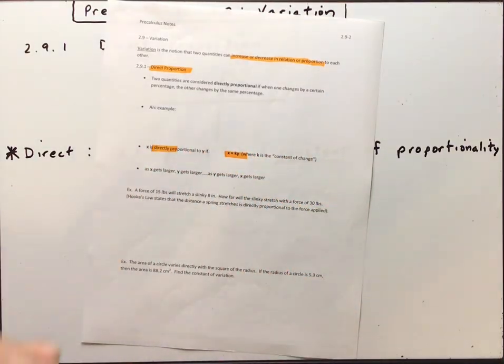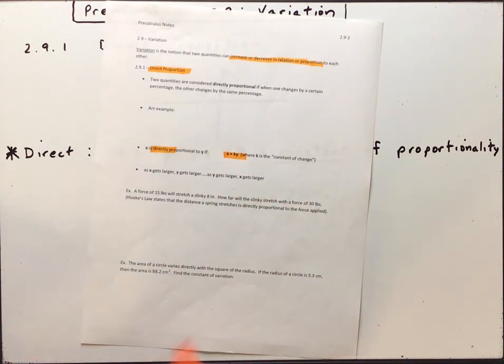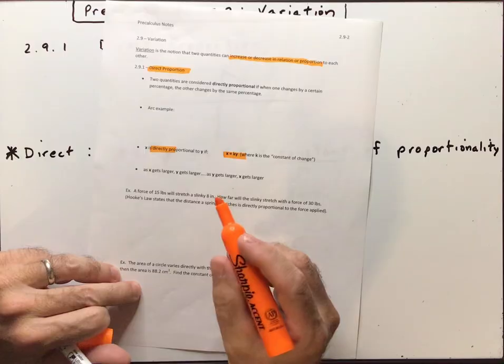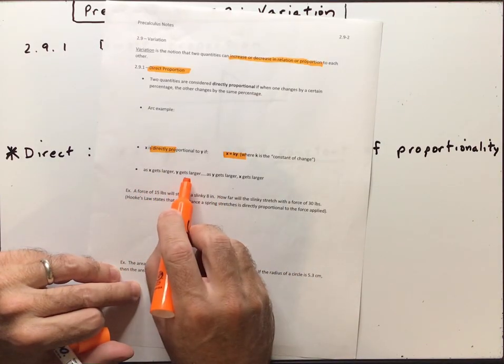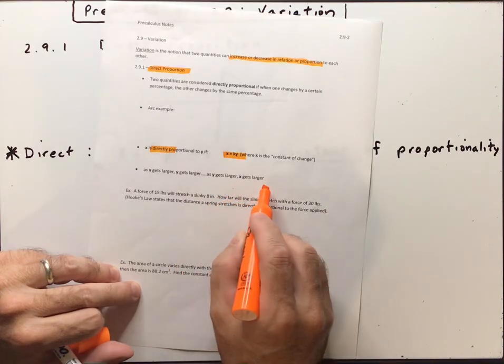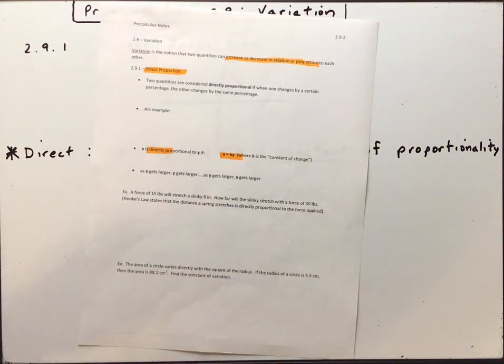So you need to remember that if a problem says something's directly proportional, you'll be using x is equal to ky. You might use a different letter than x and a different letter than y, but it's multiplication by the constant. All right, so as x gets larger, y gets larger. If y gets larger, x gets larger. Okay, let's do some examples and then hopefully it'll make sense.